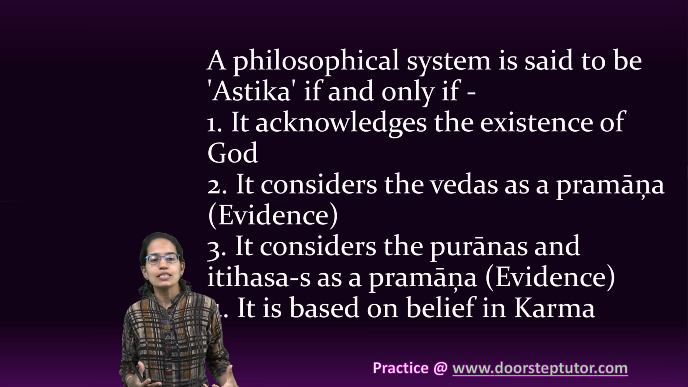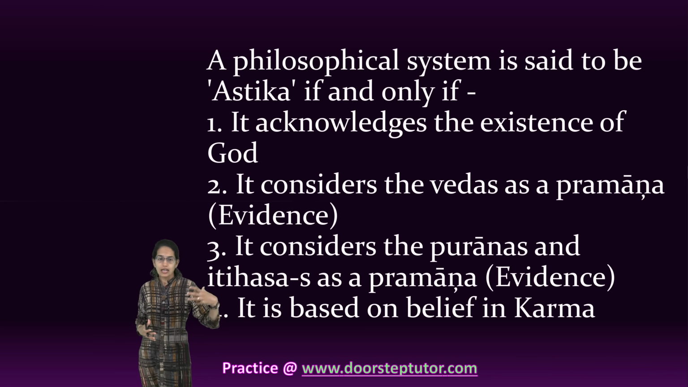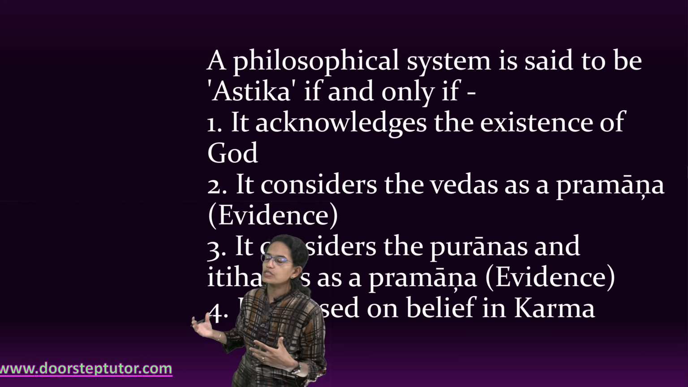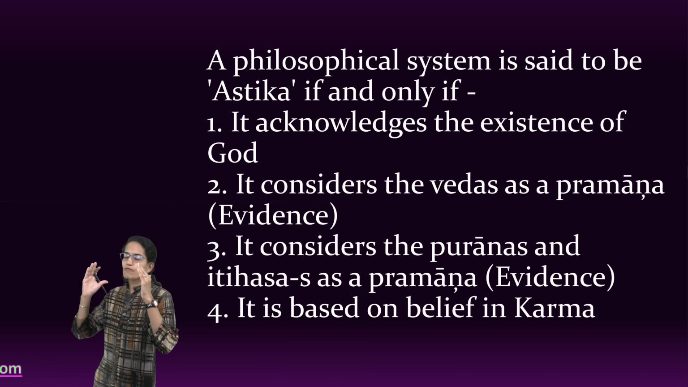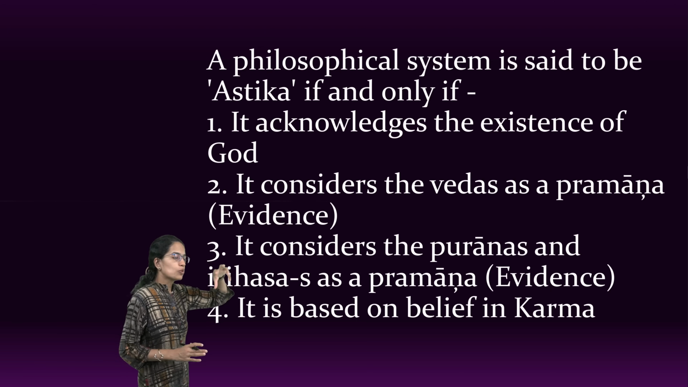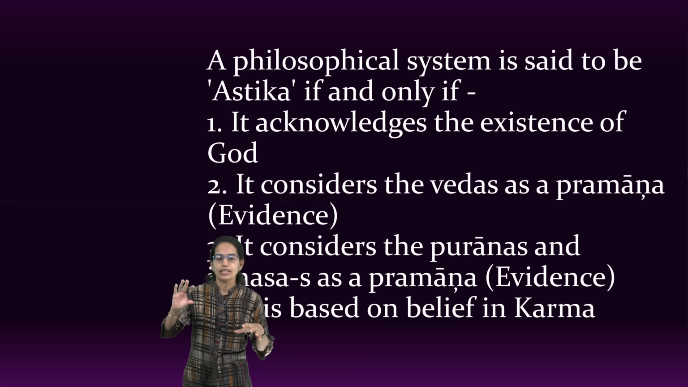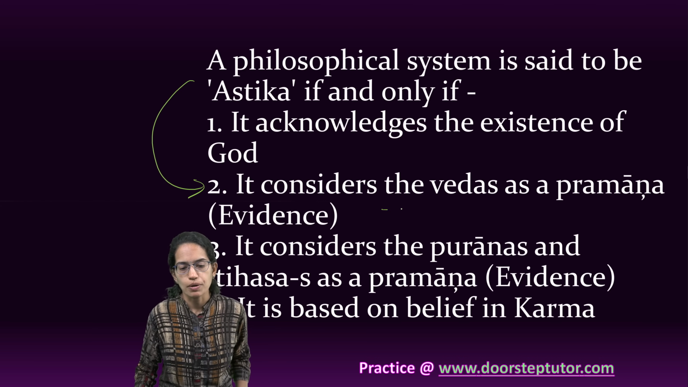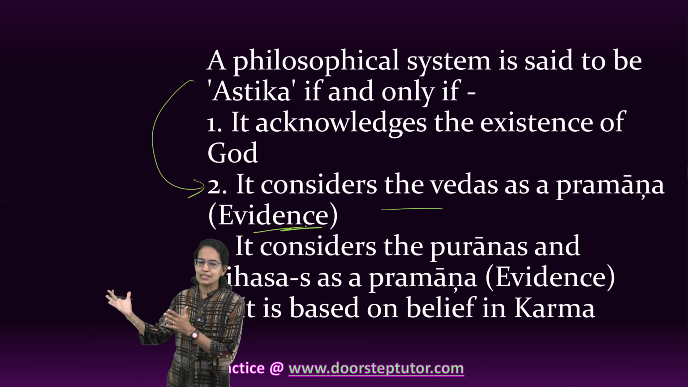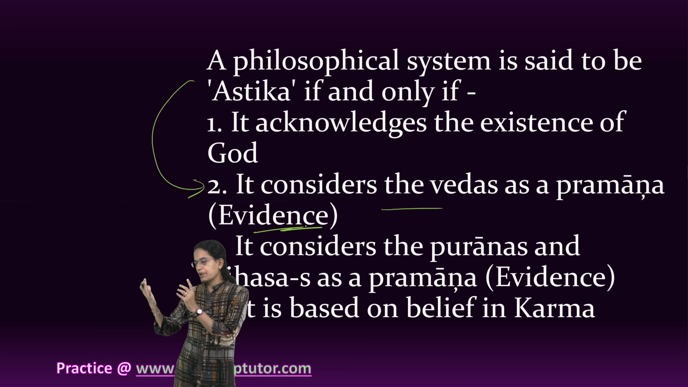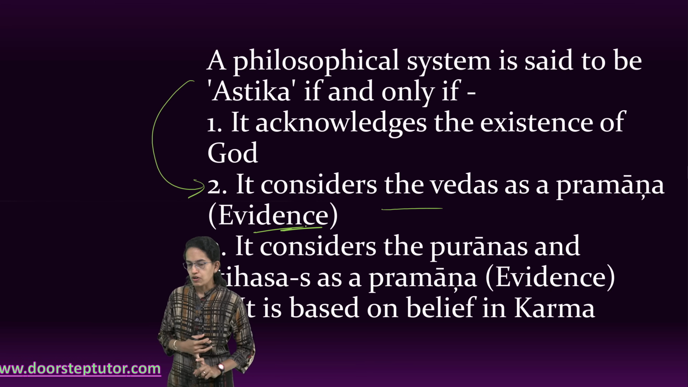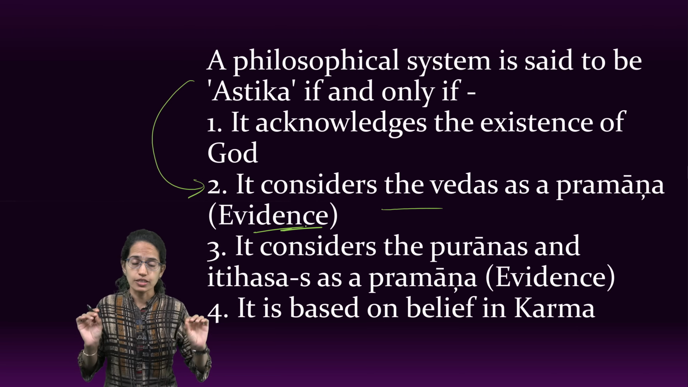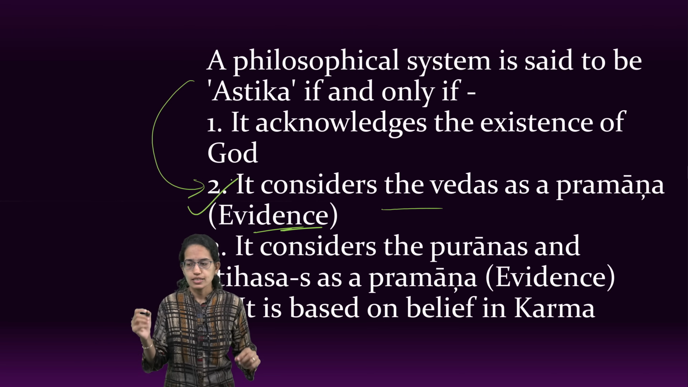The next is, the philosophical system is said to be Astik if and only if. Now, this Astik and Nastik is not one who believes in God or who does not believe in God. Under the philosophical construct, it is one who believes in Vedas or one who does not believe in Veda. So, the Astiks are those who consider Ved as Praman or evidence. Then there are sects which are Nastik. These schools are mainly three: Buddhism, Jainism and Charvak, and they do not believe or reject the authority of the Veda. So here the correct answer is 2.